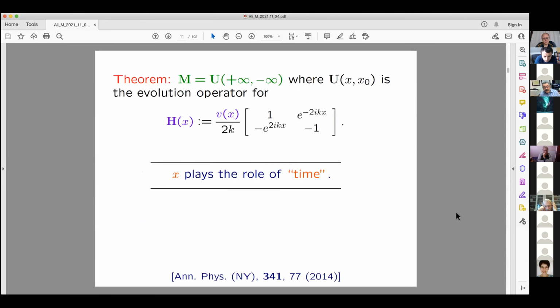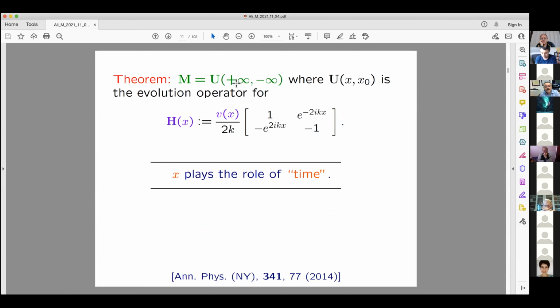A while back in 2014, I showed that you can relate the transfer matrix of such potentials to the evolution operator of a two-level quantum system. This is the evolution operator. I use U, and this is the asymptotic evolution operator. This you can identify with the S matrix in the interaction picture.